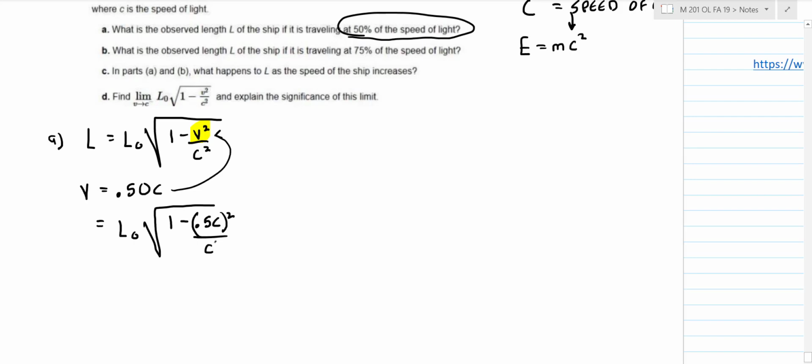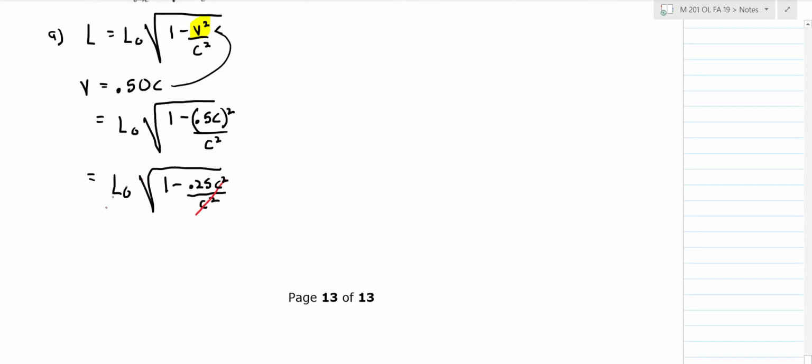And then it's over c squared. So again, we just replace that with 0.50 c, then square it. So then what we have is L naught times the square root of 1 minus 0.25 c squared over c squared. When you square that, c squared over c squared is 1, so you can remove that. And you end up having L naught, excuse me, and then 1 minus 0.25. So you get L naught times the square root of 0.75.